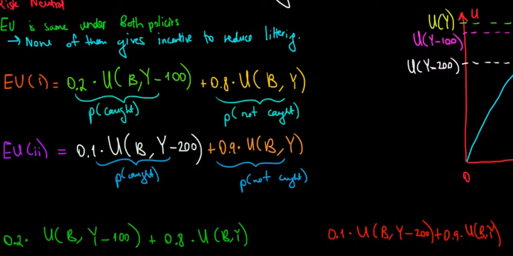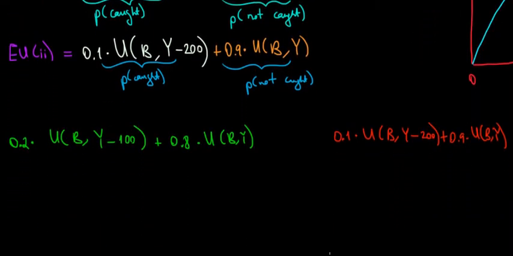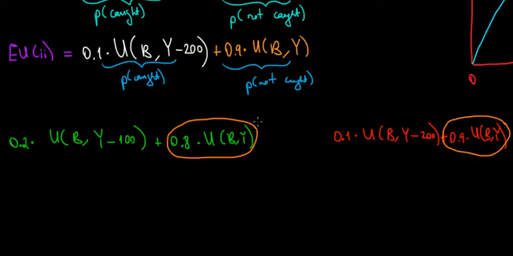Now over here to solve this expression, it would be wise to take the common terms on one side. And what common terms do we have here? Well, we have the utility of b and y. That's the same term with a coefficient of 0.8, and on this side we have that same term with a coefficient of 0.9. So let's transfer this one over there. What would we have as a result?